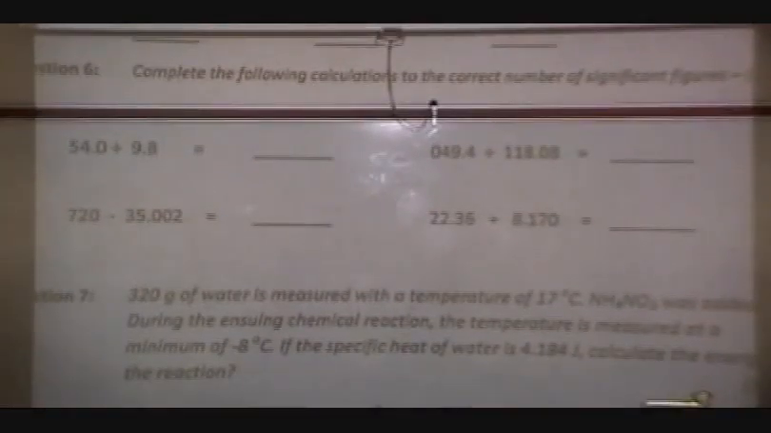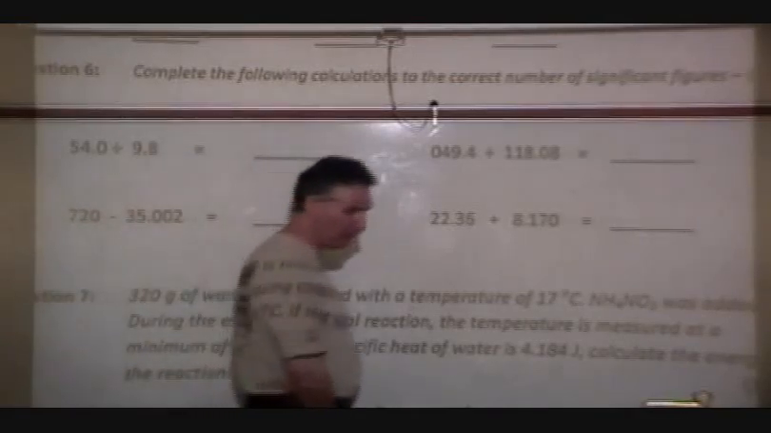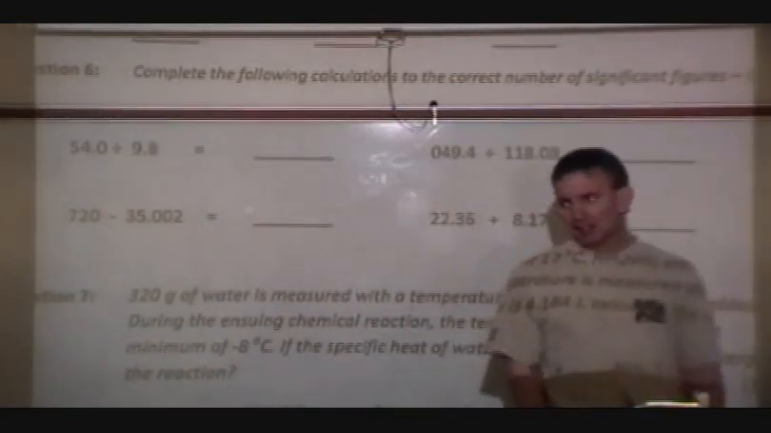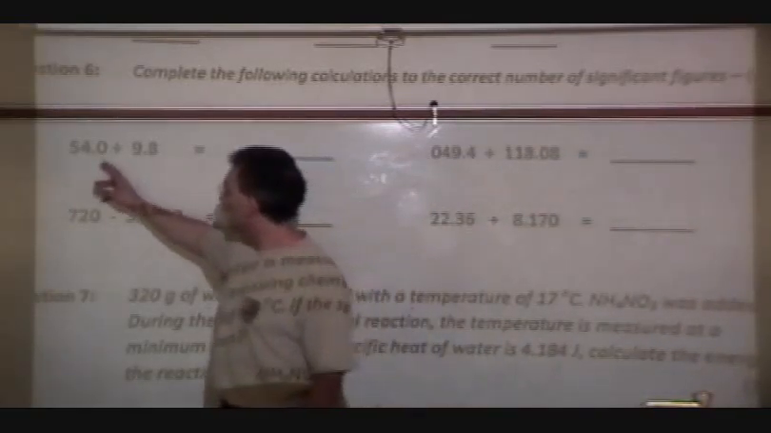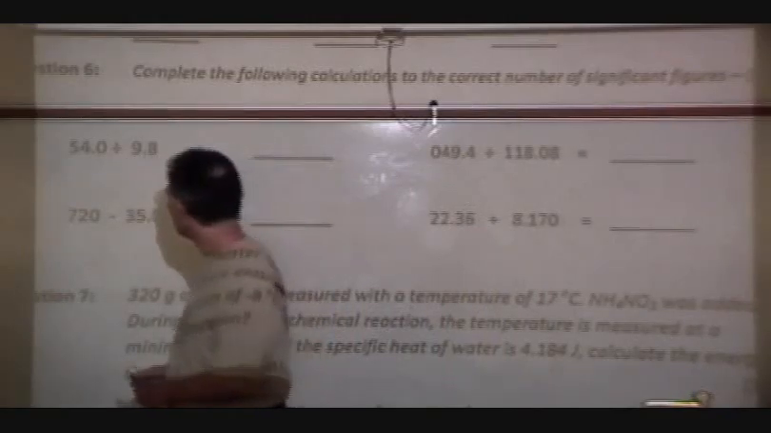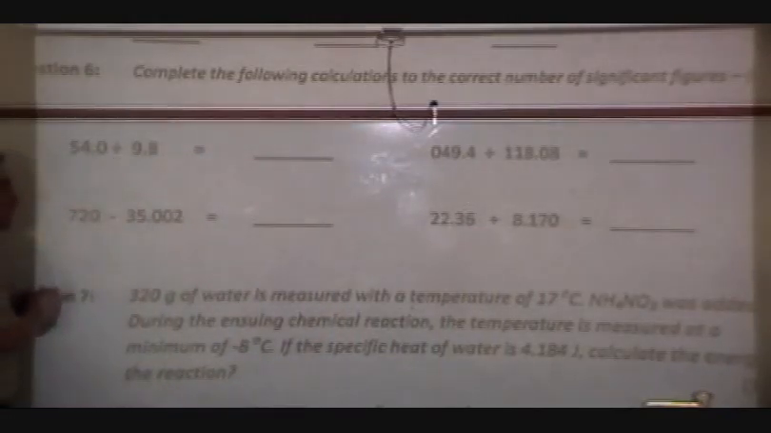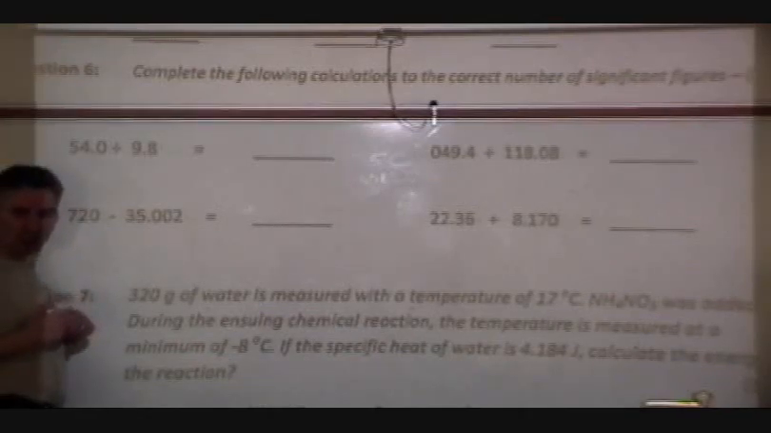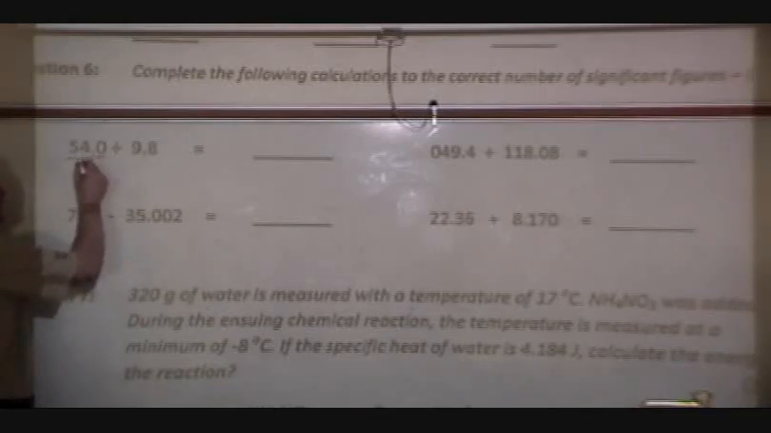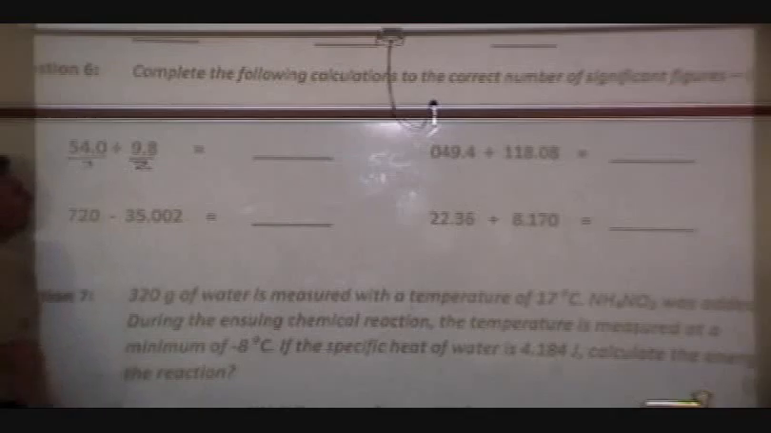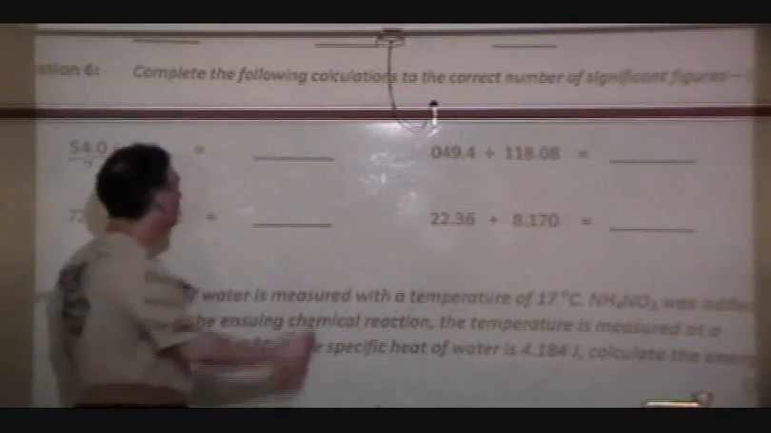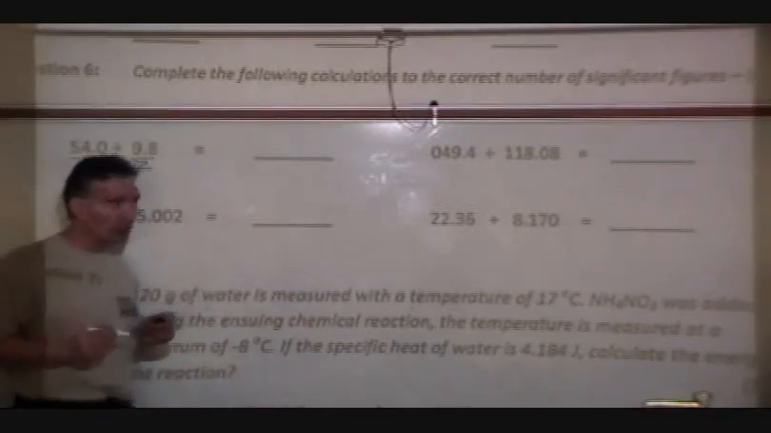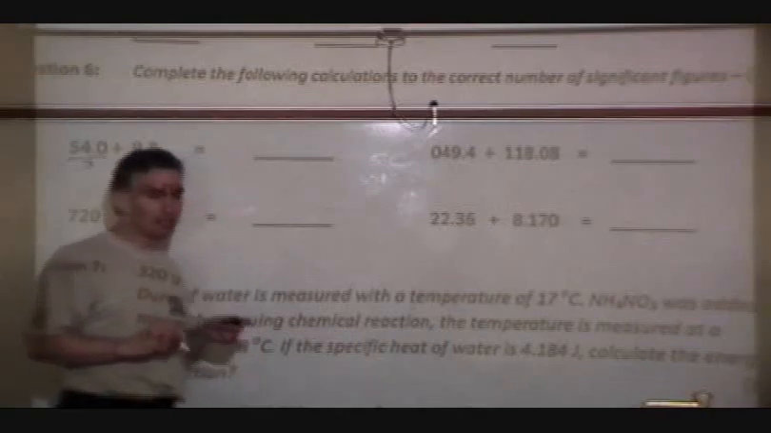This one again, oh my goodness, this gave people some bumpy times. Definitely gave some people bumpy times. So 54.1 divided by 9.8. Our final answer, because it's a division, depends upon the initial piece of data with the least number of significant figures. So we have 3 significant figures compared to just 2. Your final answer will therefore be quoted to 2 significant figures. The confidence in your answer is only as good as your least precise piece of data.